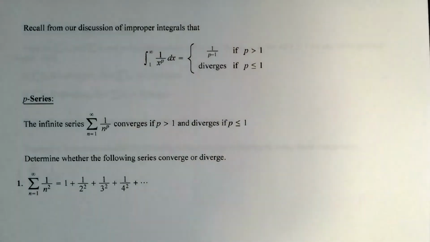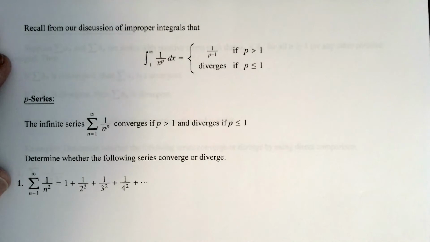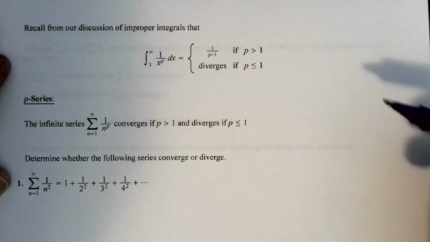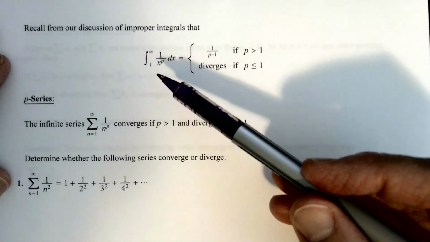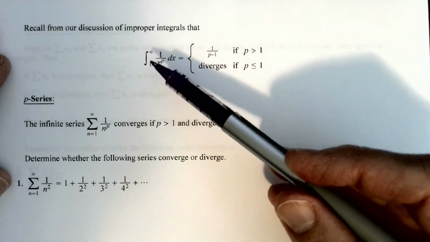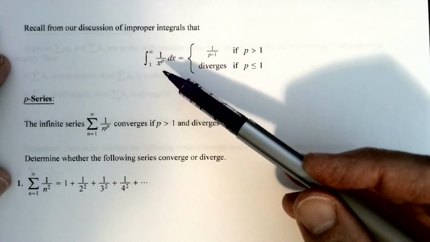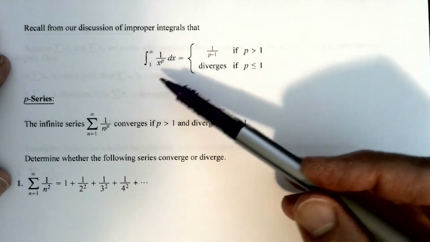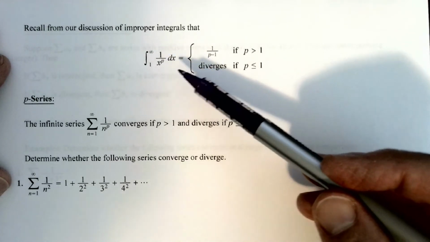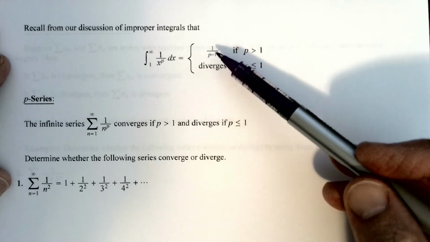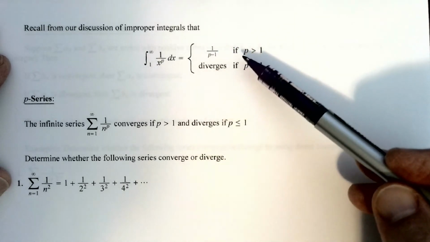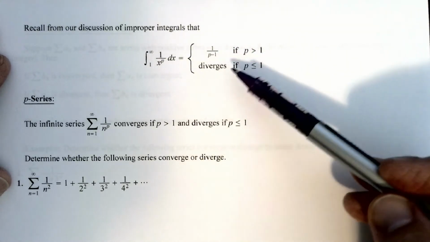All right, now that we talked about the integral test, I want to use that essentially to give us another test for a particular type of series that we call P series. So if you remember from our improper integrals, we looked at integrals of this form, infinite limits of integration going from 1 to infinity, 1 over x to the p. And we saw that that integral had a value of 1 divided by p minus 1 if the value of p is greater than 1.